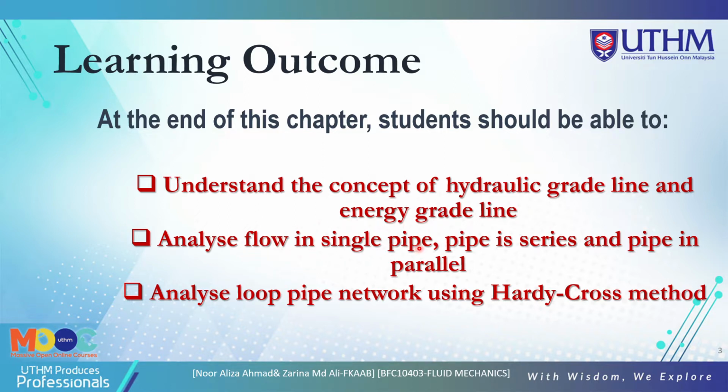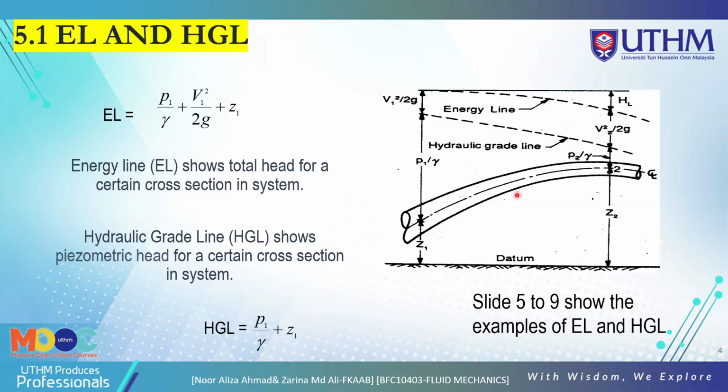Analyze flow in a single pipe, pipes in series and pipes in parallel, and analyze loop pipe networks using the Hardy Cross method. This Hardy Cross method is based on your project group. So in this chapter 5, we just learn the hydraulic grade line and energy grade line, and also pipes in series and parallel pipes.